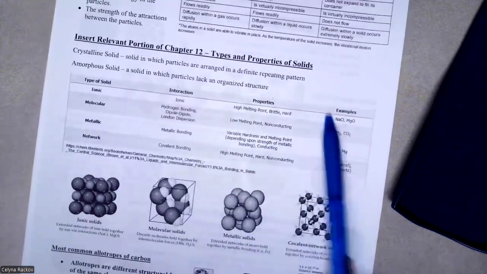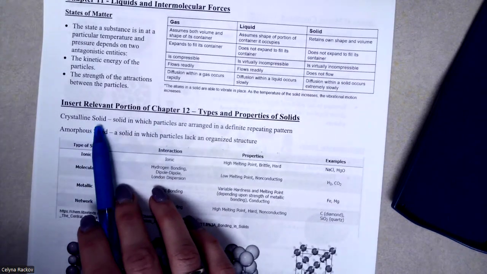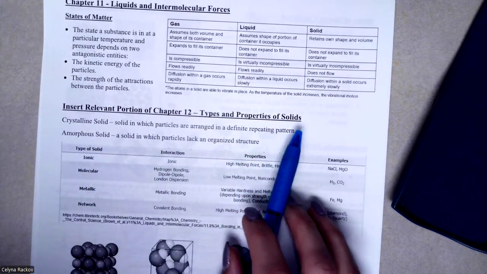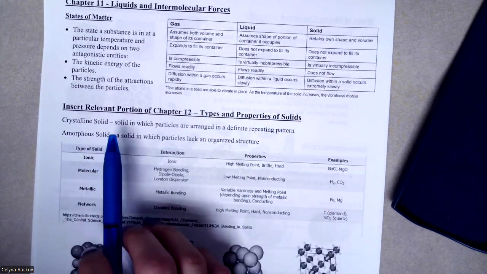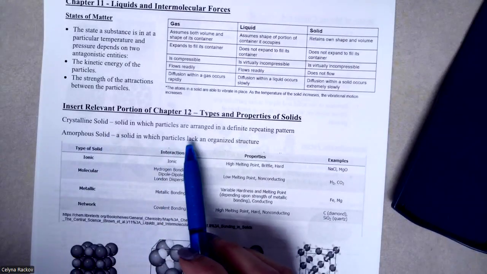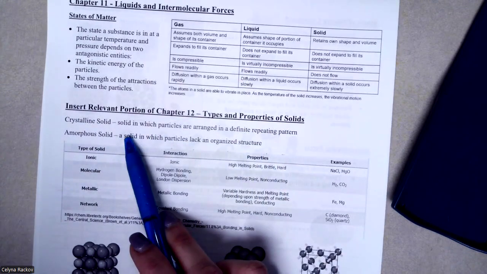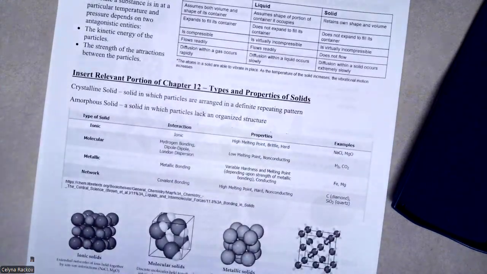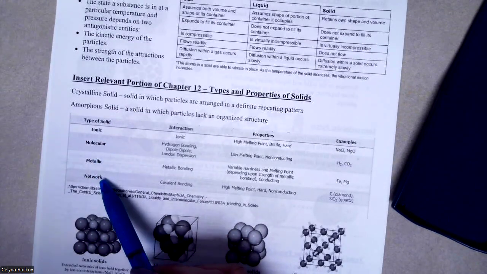So you have crystalline solids and amorphous solids. A crystalline solid is a solid in which the particles are arranged in a definite repeating pattern. That means they are organized. An amorphous solid is a solid in which particles lack an organized structure. That means this one is not organized. In relation to the solids, you have ionic, molecular, metallic, and network.